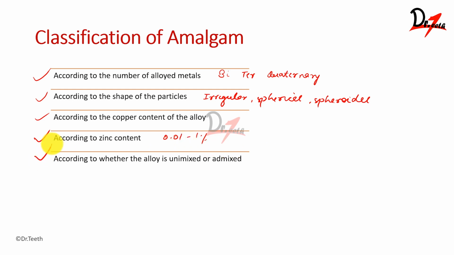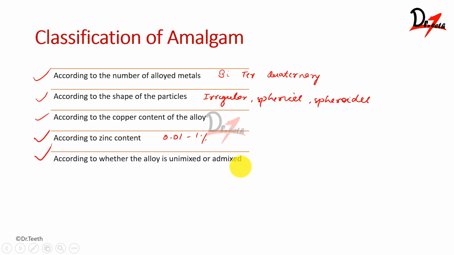And then according to whether the alloy is unimixed or admixed. So unimixed means that the chemical composition of each particle within the alloy is similar. And admixed alloys are the physical blend of different shapes of alloy, like the lath cut and spherical particle. Now you must be wondering what is lath cut and what is spherical particle. We'll be seeing this in the upcoming slide, don't worry about that.